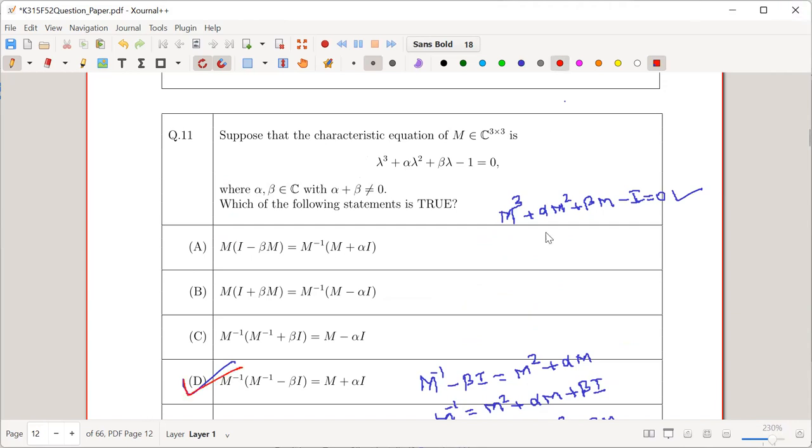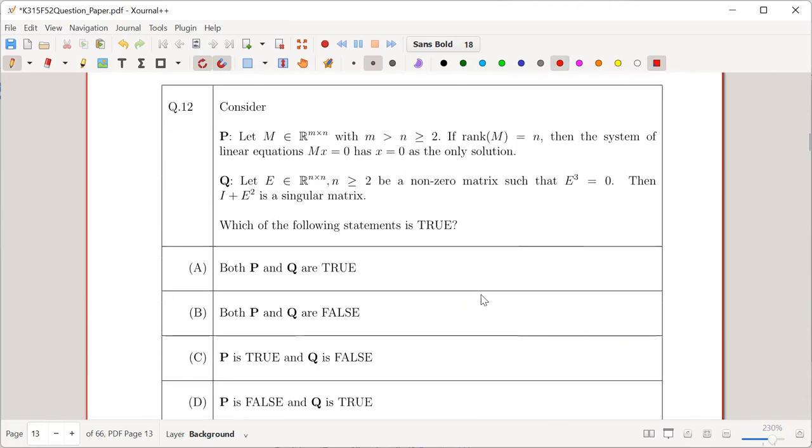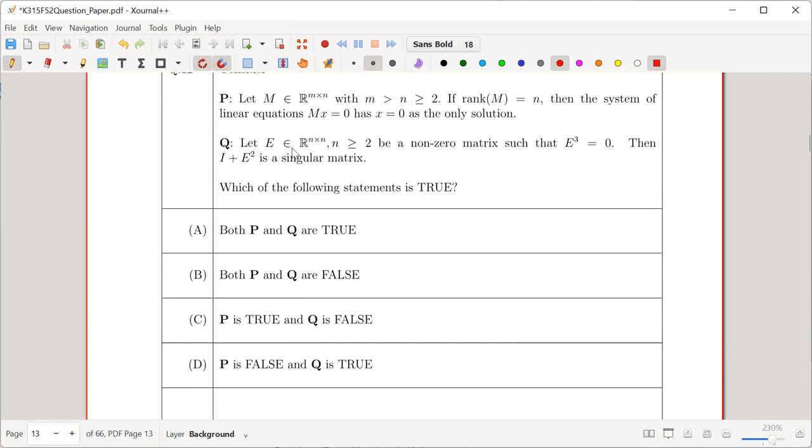Now we look at the next question. The next linear algebra question is this one. Consider two statements. P: M is an m by n matrix with m bigger than n and n bigger than or equal to 2. If the rank of M is n, then the system of linear equations Mx equal to 0 has 0 as the only solution. Q: E is an n by n non-zero matrix, but E cube equal to 0. Then I plus E square is a singular matrix. Which of the following statements is true?